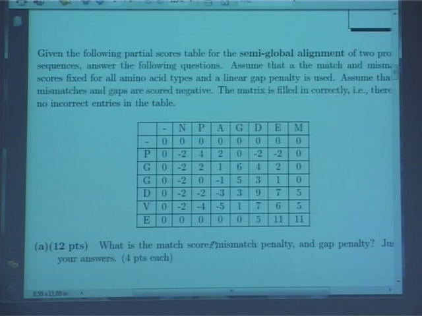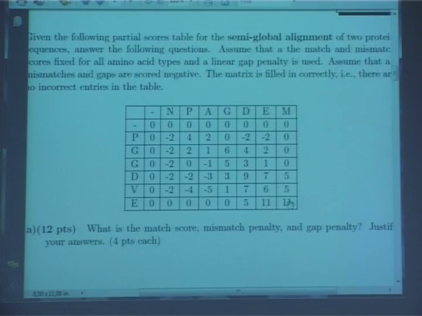Now, the question here says a linear gap penalty is used, and we have constant match and mismatch scores for all types of amino acids. So we have a single match score, a single mismatch score, and a single gap penalty. It's a linear gap penalty, and this is the matrix that is filled. The score of the alignment here is 11, because it's a semi-global alignment, not a local alignment. Even if it were a local alignment, the maximum score would still be at this one or this one, either of these two.